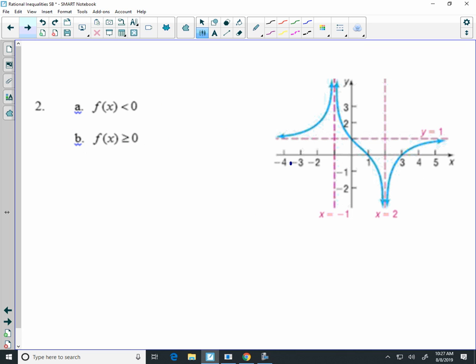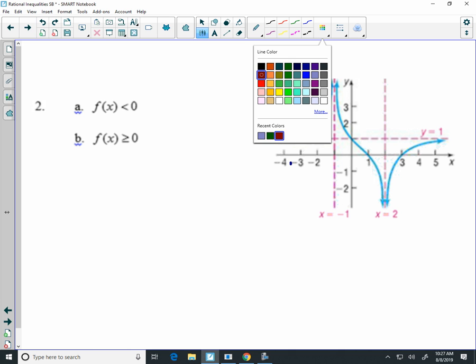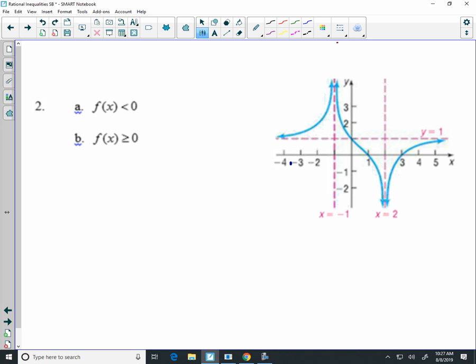Again, graphing rational inequalities. Again, we're looking at where we're less than 0 and greater than or equal to 0. Color coding, I think, really helps. So for part A, where our function is less than 0, we're looking below the x-axis. So where is our function below the x-axis? And we're not going to include any points that are on the x-axis. So we're thinking kind of open circle here.